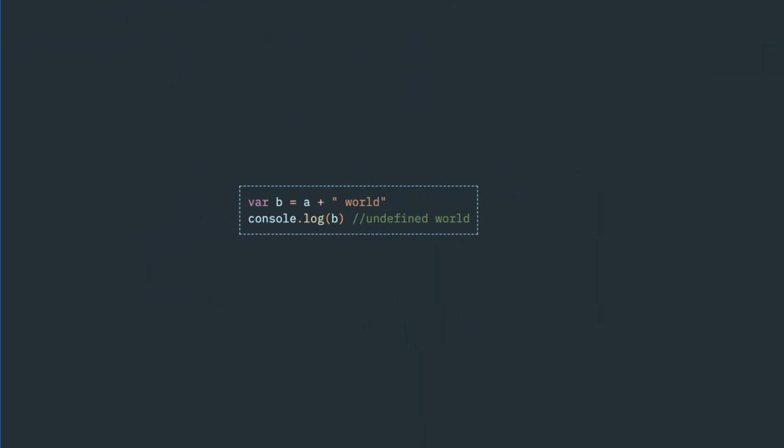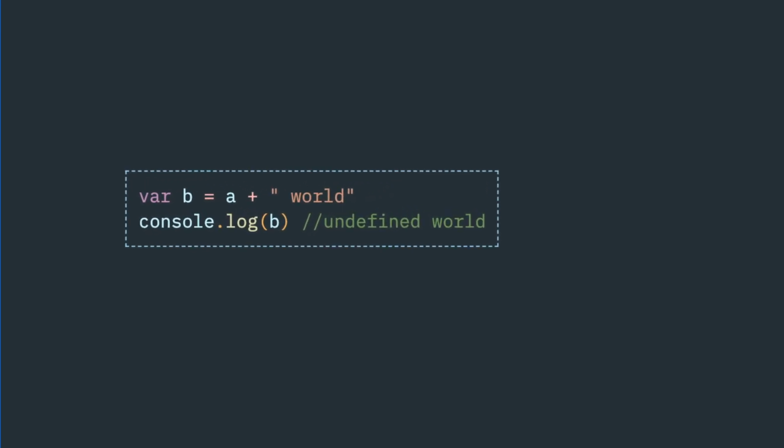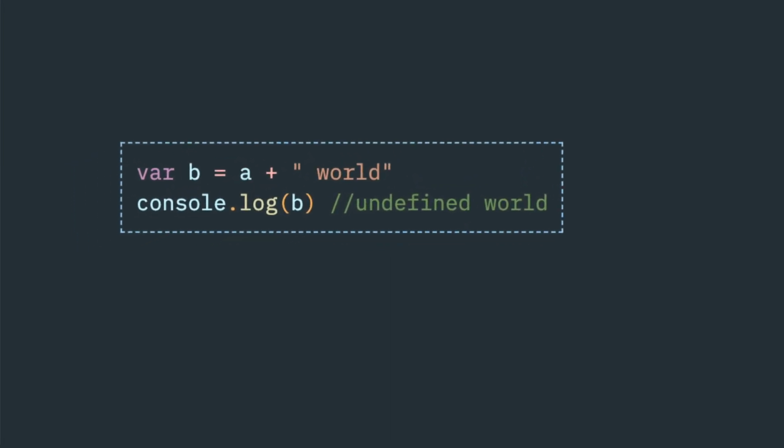Also, in the same way, let's say a contains undefined, but we try to concatenate it with any string, then this b will contain this undefined world. So this will lead to some kind of nasty bugs or not pleasing to the eye messes. Now let's see this example real quickly.